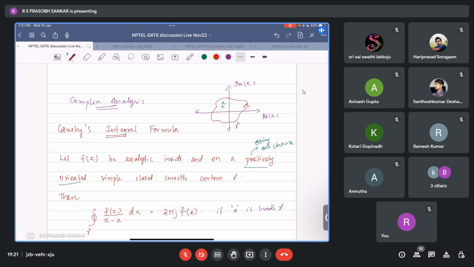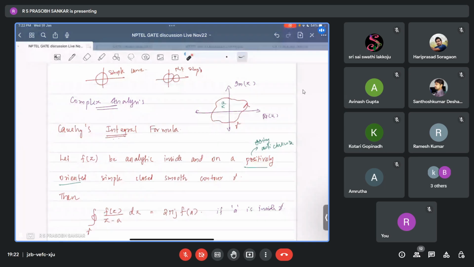Then simple basically means a simple curve. A simple curve is a curve that does not intersect itself. For example, this is simple, whereas this is not simple. Simple in the sense that's a definition that we use. So a simple curve basically means that it is not intersecting itself.